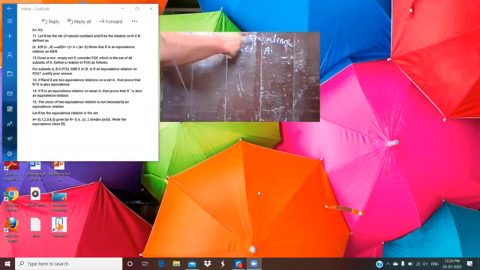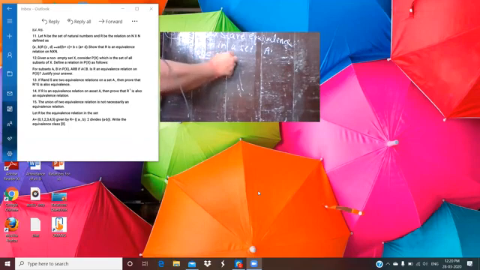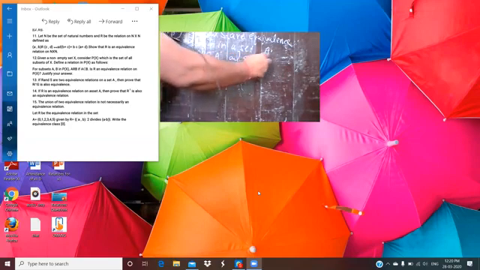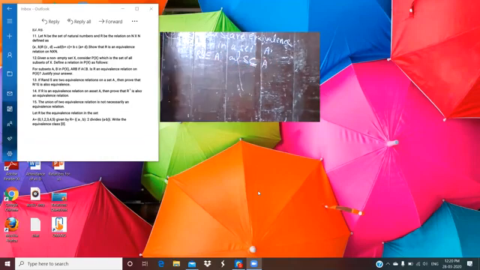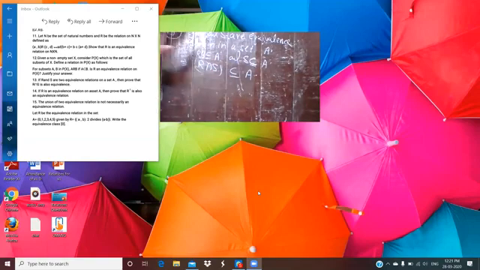So if R is an equivalence relation in a set A, that is given, so R is a relation. So you can say R is a subset of A and S is also a subset of A. So R is a subset of A and S is a subset of A. This implies R intersection S is also a subset of A.